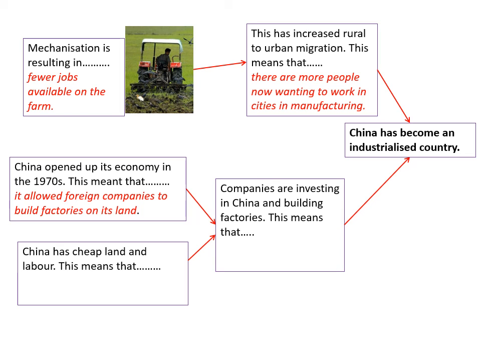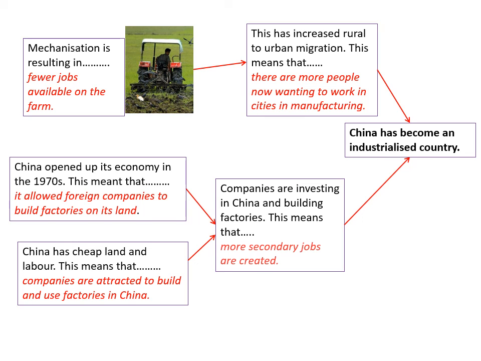This meant that it allowed foreign companies to build factories on its land. It also has cheap land and labor. This means that companies are attracted to build and use factories in China. So what? Well, companies are investing in China and building factories. This means that more secondary jobs are created. And again, China has therefore become an industrialized country.